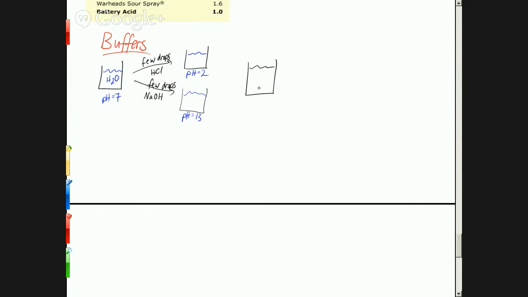Now let's say instead of water, we have what's called a buffer at pH of 7. Now you can make buffers at whatever pH you want. Let's say like in your body, so it would be a little bit higher than that. And let's say we do the same thing. We add a few drops of HCl or NaOH.